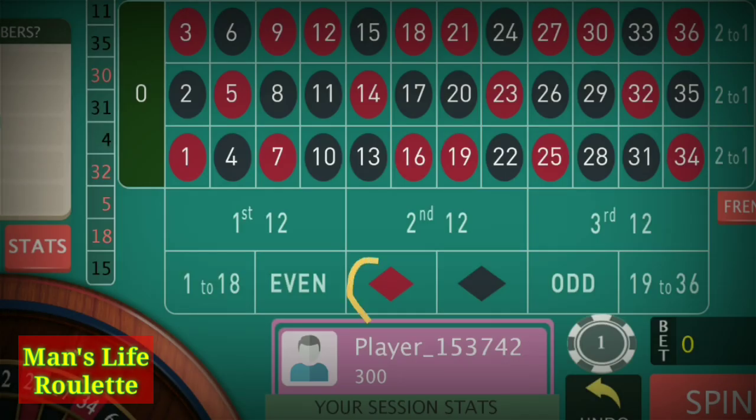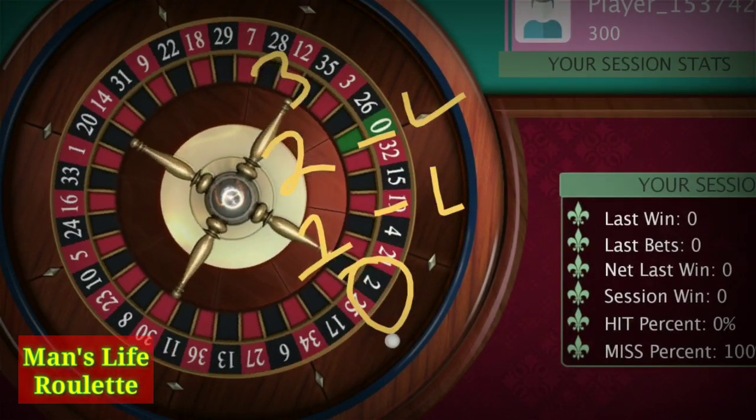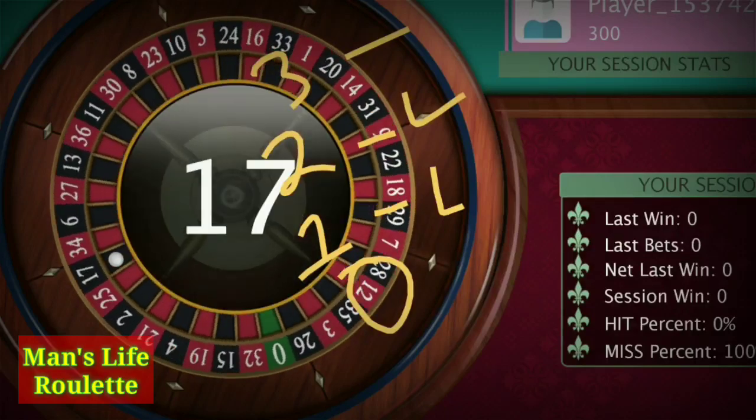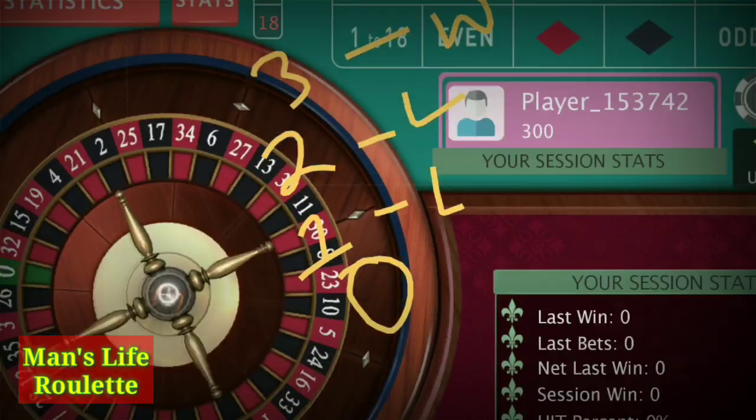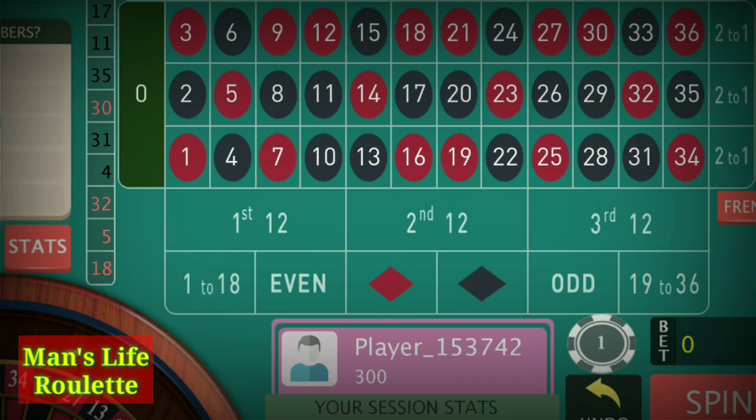Suppose you are playing red with $1, and if you lose, then the next bet should be $2. If you lose again, the next bet should be $3. And if you win at the $3 spin, then the next bet should be $2. If you win again, then the next bet should be $1. So this is the way you can play when you have covered a little bit less than 50% of the table, or you can say that if you are playing with any outside bets, you have to play in this manner.